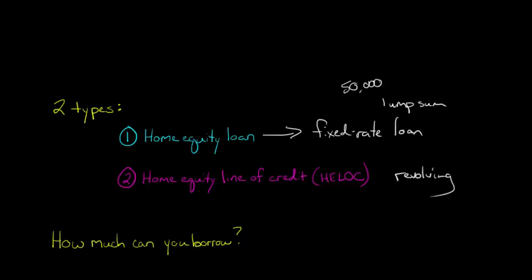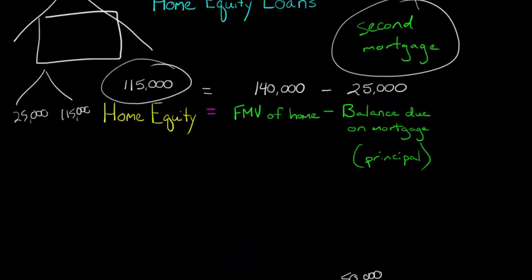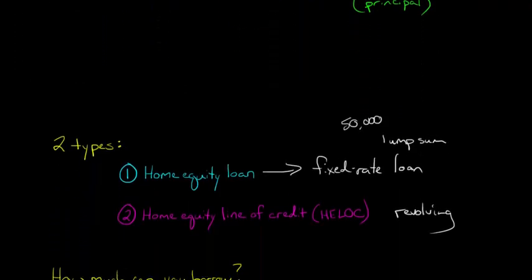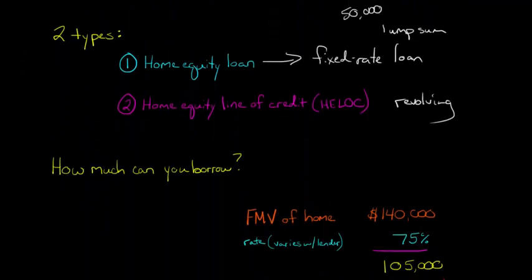Now naturally you might be wondering, how much can I borrow? In our example, we said we have $115,000 in home equity. Does that mean I can borrow $115,000 from the bank on a second mortgage? Well, not necessarily. Every bank does things differently, but I'll give you an idea of how a bank might calculate the maximum you could get for a home equity loan.